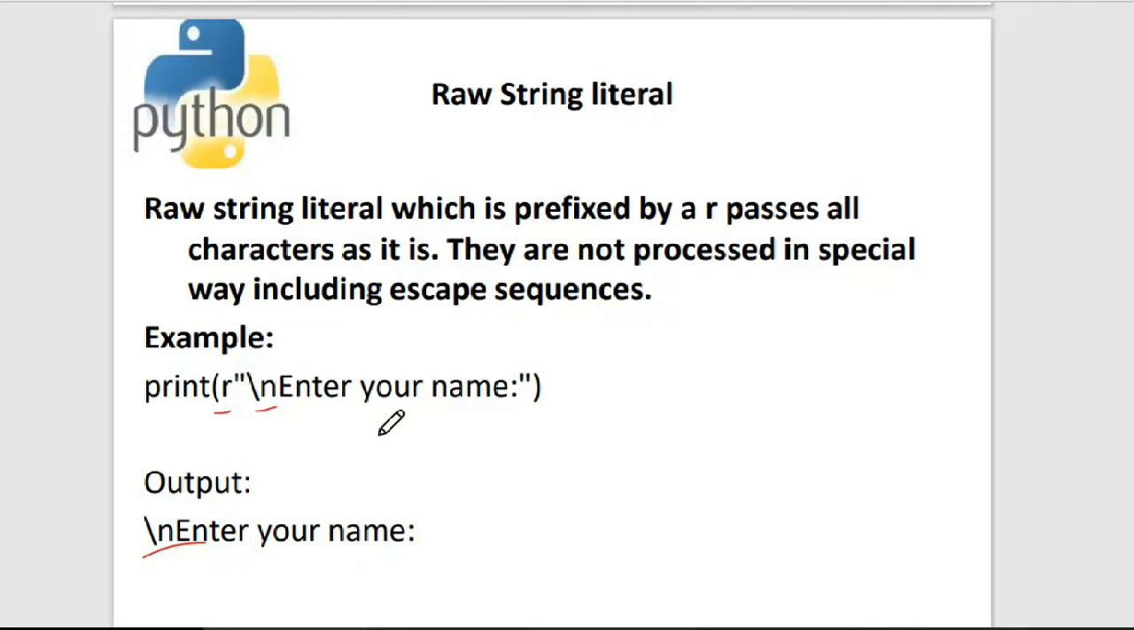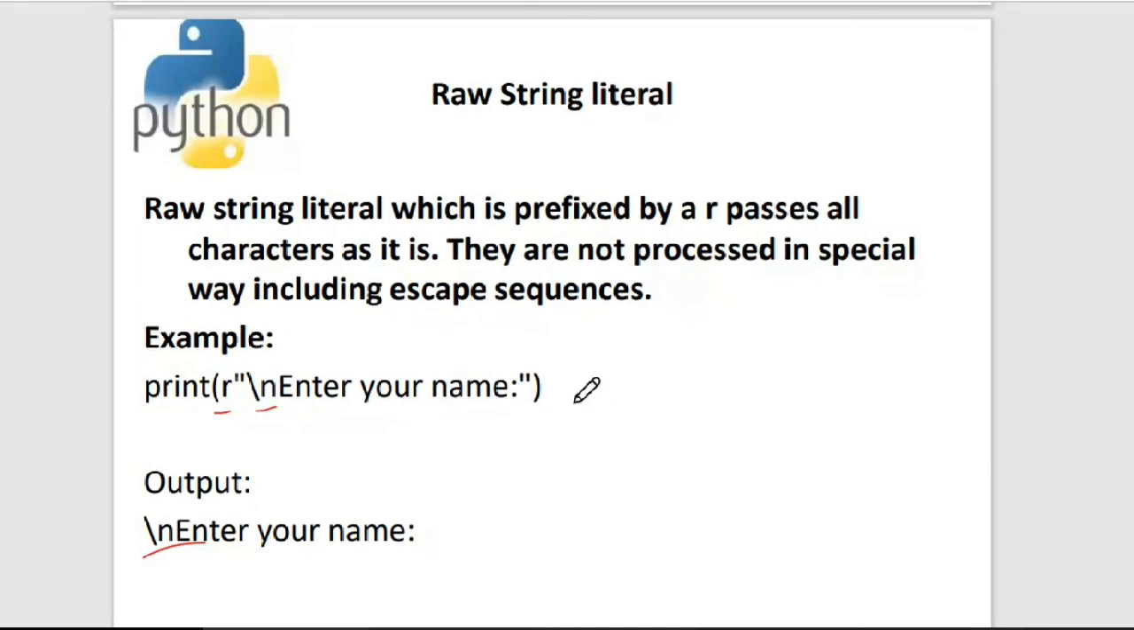Generally, whenever there is a backslash, it is considered to be an escape sequence. Escape sequences are non-printable characters, so you won't be finding them on the screen, but you'll be seeing their effect. That's what is called printable characters and non-printable characters. So whenever you give /n, it means that it should appear on a new line. But if you give an R over here, it means just print the raw string. Whatever is there in the double quotes, just print it. That's the meaning of raw string literal.